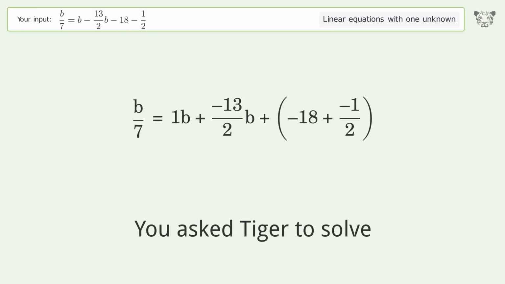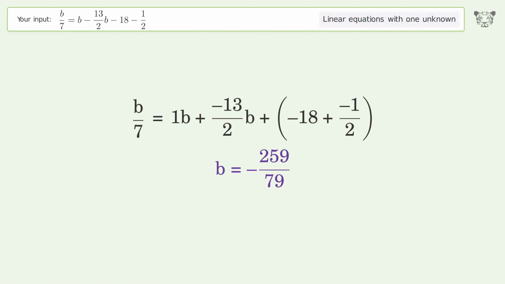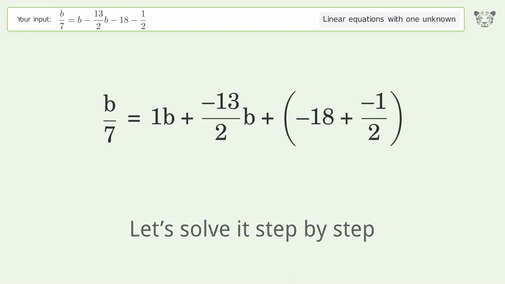You ask Tiger to solve. This deals with linear equations with one unknown. The final result is b equals negative 259/79. Let's solve it step by step.